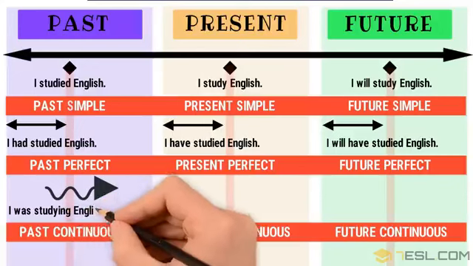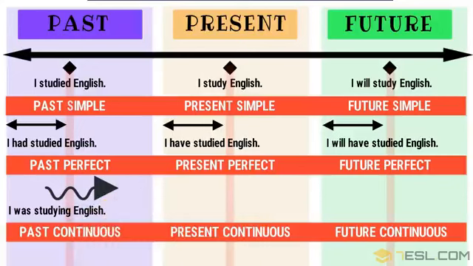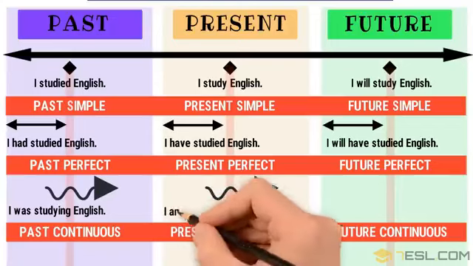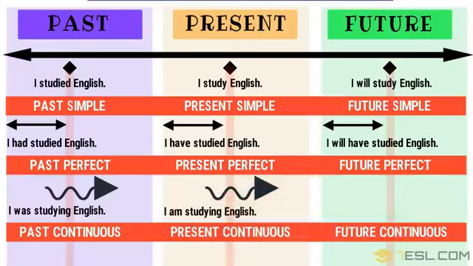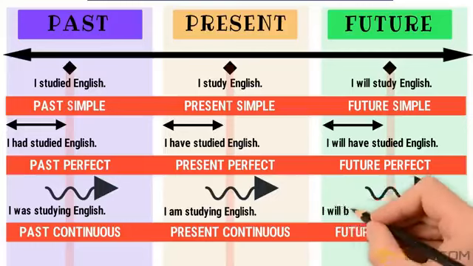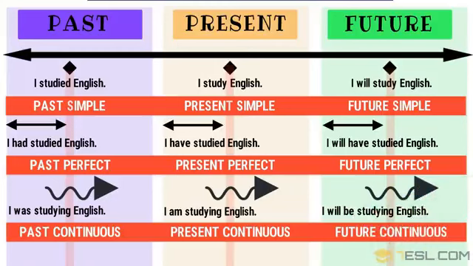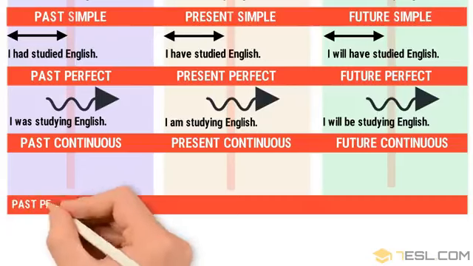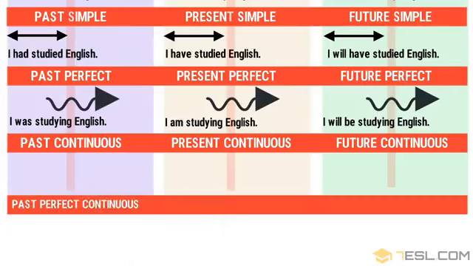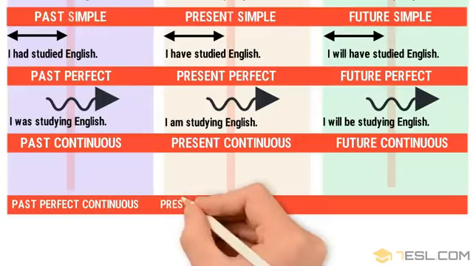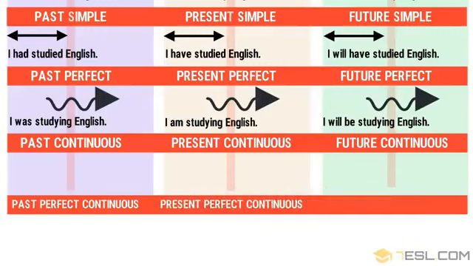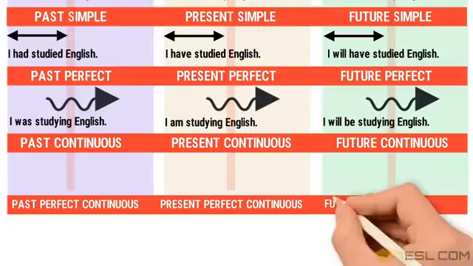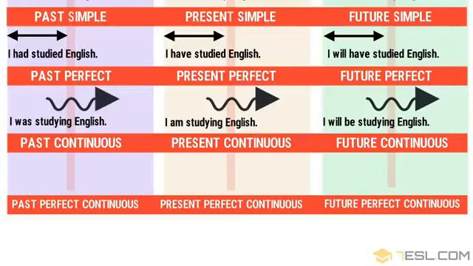I was studying English. I am studying English. I will be studying English. Past perfect continuous, present perfect continuous, future perfect continuous.